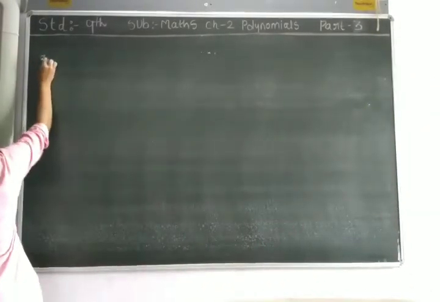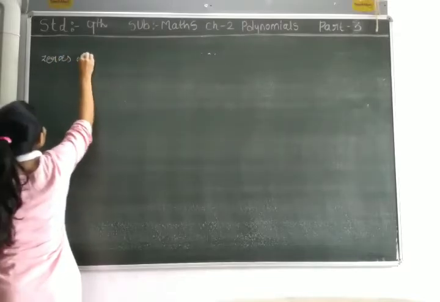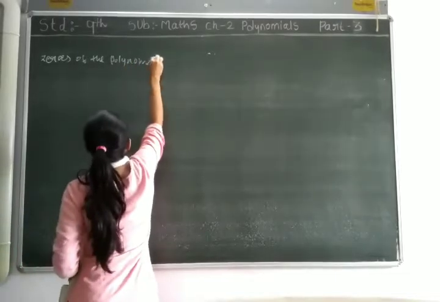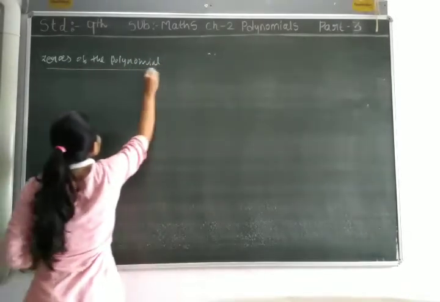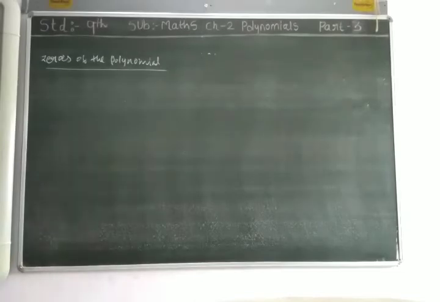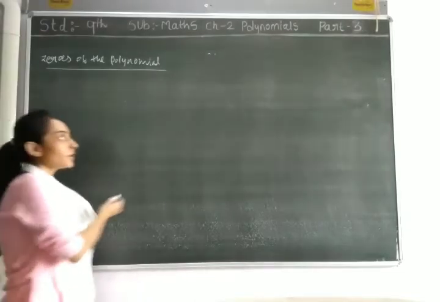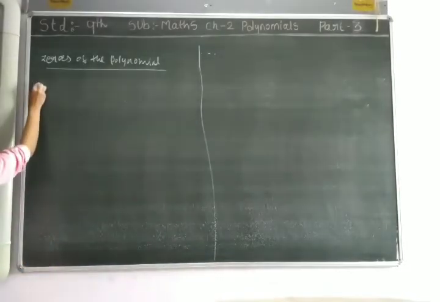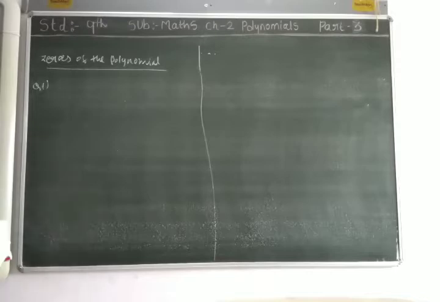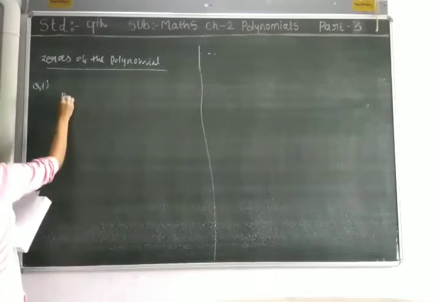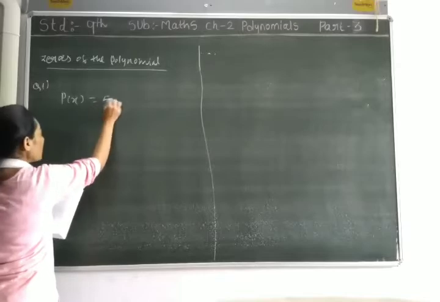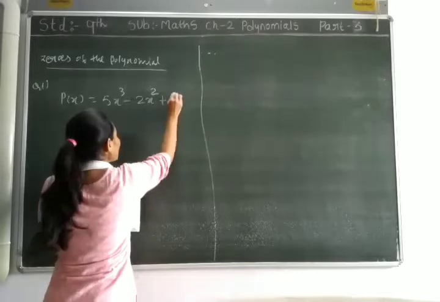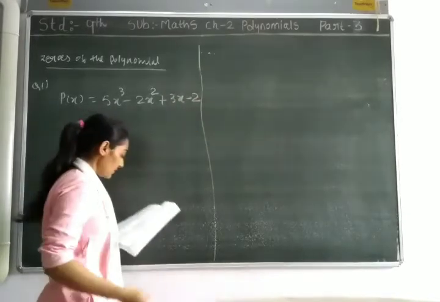So, zeros of the polynomial. Okay, let's take one example and then understand what is the zeros of the polynomial. So, question: consider one polynomial p of x equals to 5x cubed minus 2x squared plus 3x minus 2.